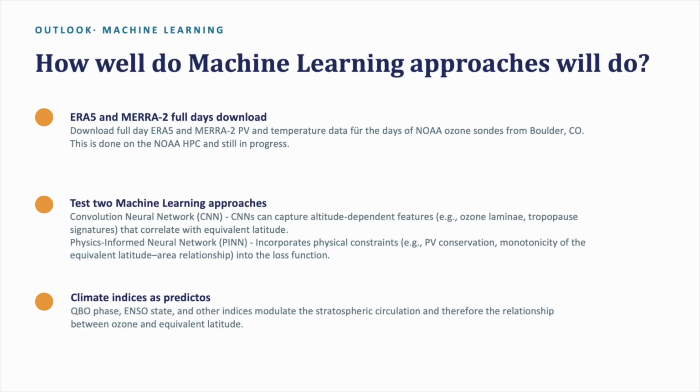Unfortunately, I didn't make it to the very end to try the machine learning approaches. This is partly because downloading MR2 and MR5 takes a long time because these data are very big. So this is a step I would like to do in the next few weeks, if possible, to look at these two different models and also using the climate indices as predictors.